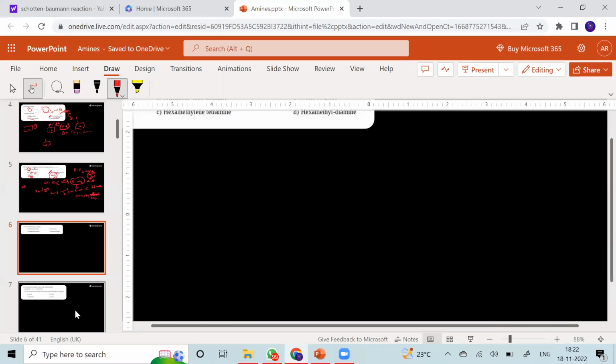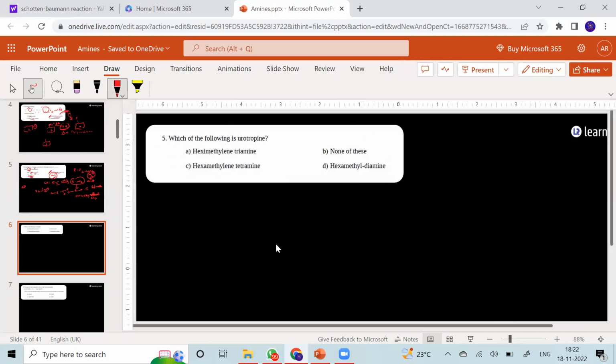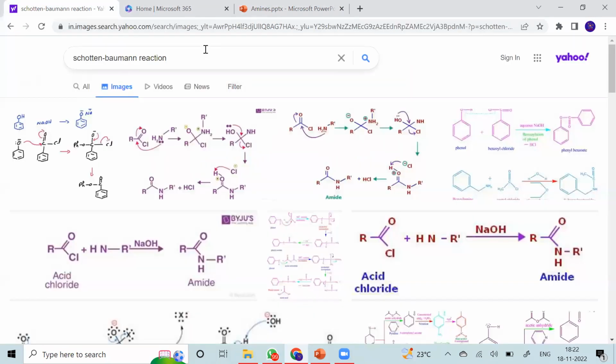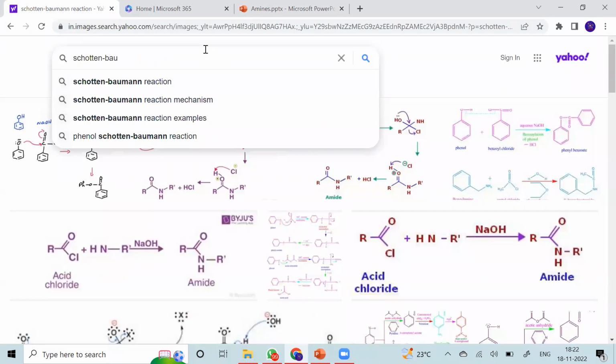Okay, next. Which of the following is urotropine? What is this? Is anything given regarding this in your textbook? Urotropine? I don't think these are part of the syllabus.